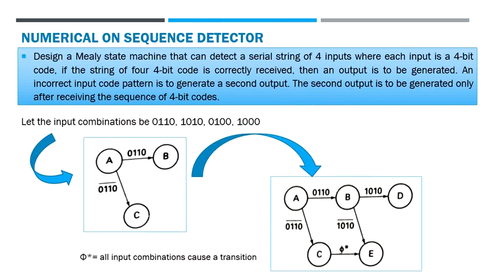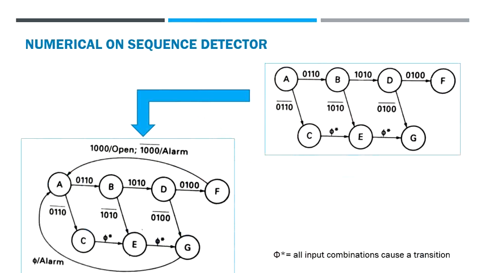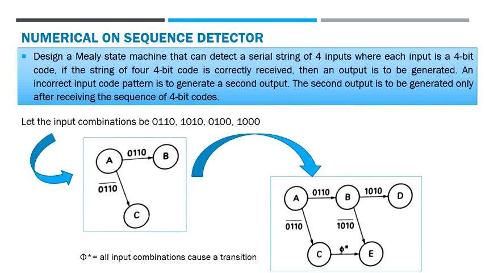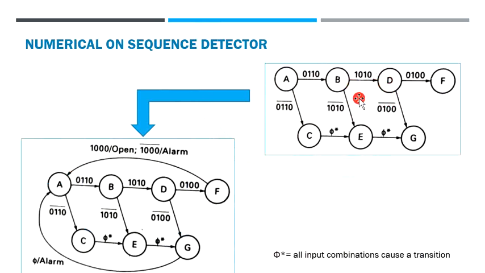Next, if you see, the type of the sequence that we had was 0 1 0 0. So we had completed till here. So for 0 1 0 0, if the third string is correct, then the state change will occur from D to F. If it is incorrect, it will change from D to G.